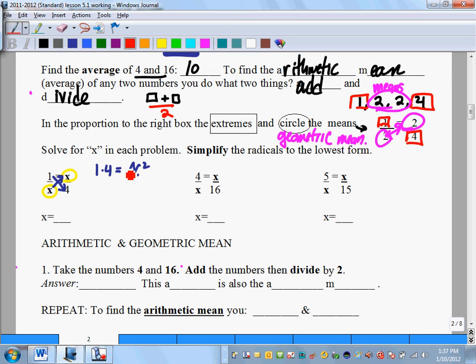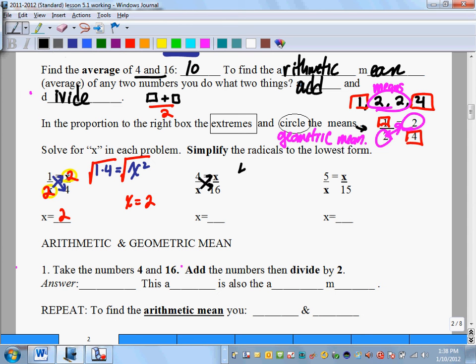Now, to backtrack a square is square root. So, X equals 2. Now, let's check to see if that actually works. Let's put a 2 here and a 2 here. So let's check. 2 over 4, does it reduce to 1/2? Yes. Good.